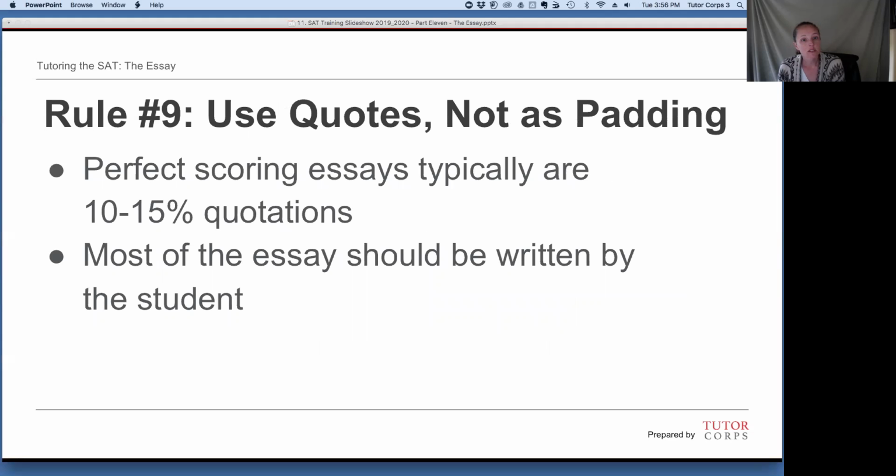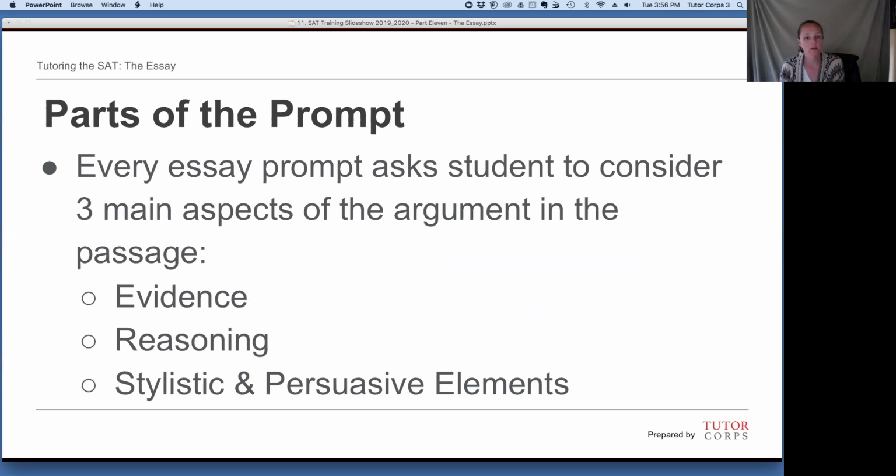The last rule is that students should use quotes from the passage, but not as padding to make their essays longer. So the best scoring essays are usually about 10% quotes, and the majority of the essays should be written by the student. Okay, I want to talk for a minute about the prompt.